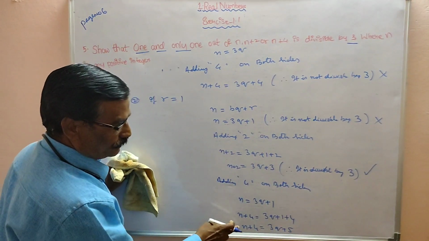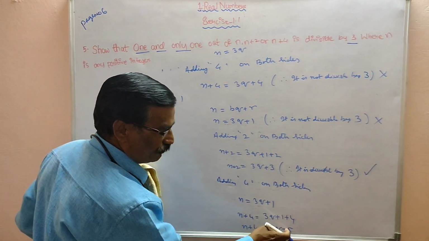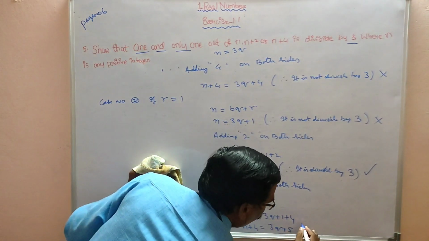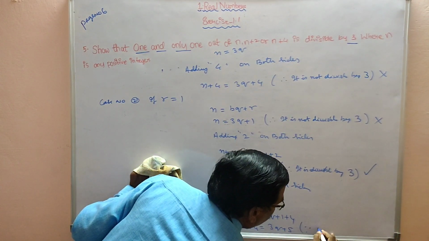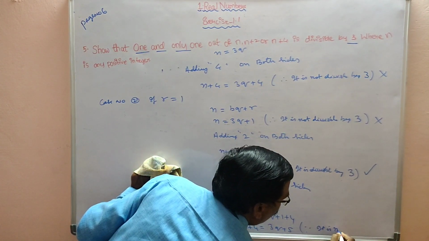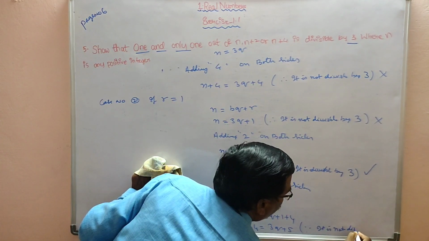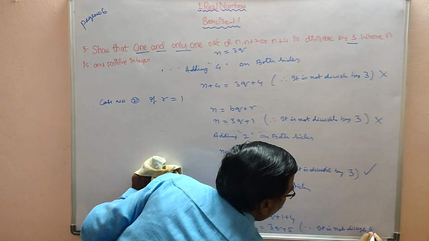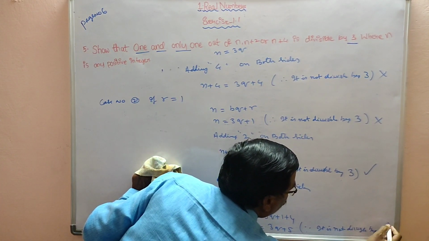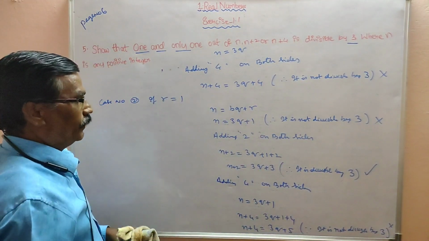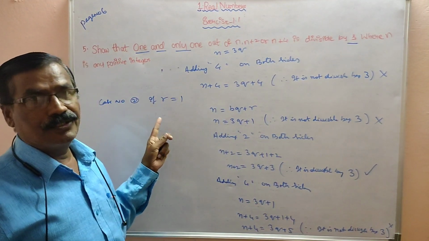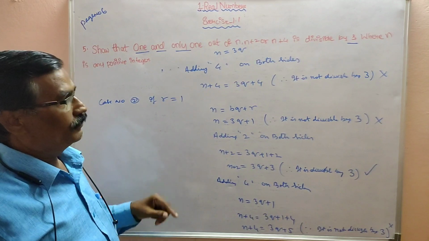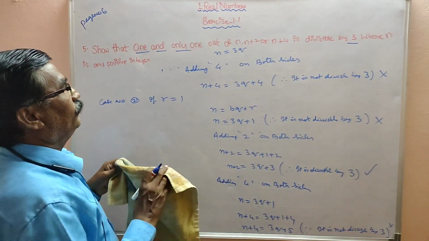This 3 is divisible by 3, this 5 is not divisible by 3. Therefore it is not divisible by 3. Okay, so case number r equal to 0 is completed and r equal to 1 is completed. So next one finally what?